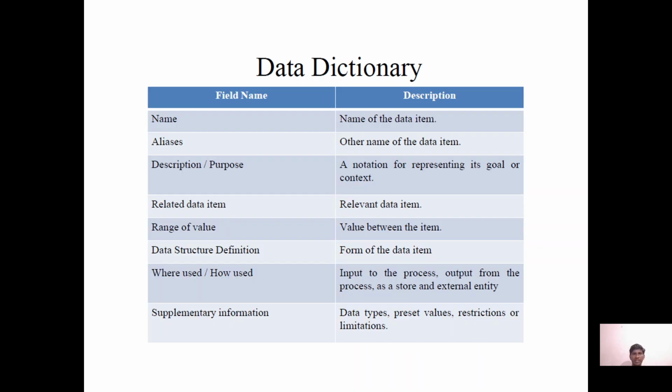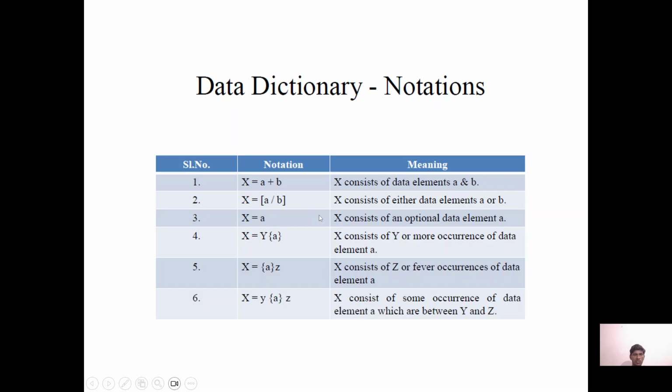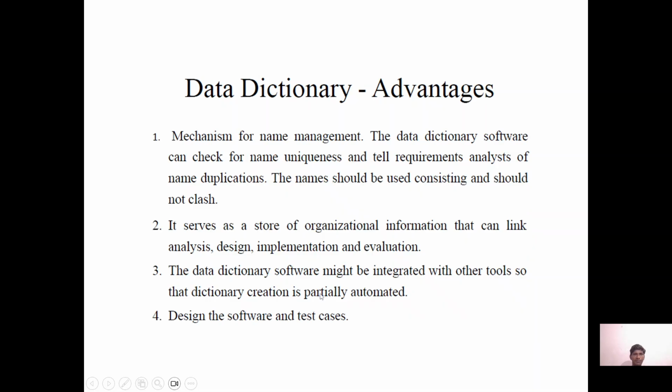So here we are having a data dictionary which has the name. This name field has a description of the name of an item. Aliases is nothing but other names of the data item. Description field expands the description. It is a notation for the goal or a context. Related data items, range of values, data structure definition. So these are all the information about the data. So this is the notation for data dictionary.